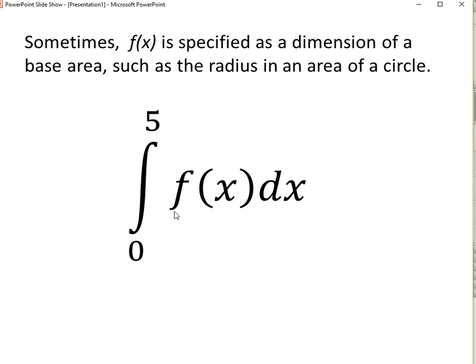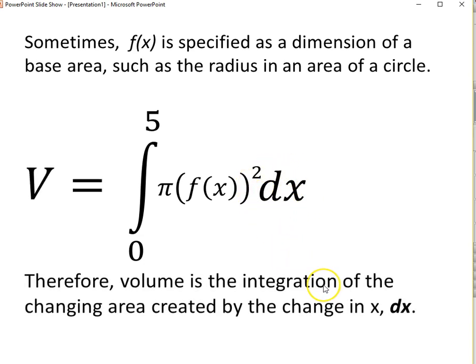Therefore, as the radius changes, so does the volume as these individual circles are integrated. And the areas of these individual circles change depending on dx, the change of the input. Therefore, volume is the integration of all of those changing areas.